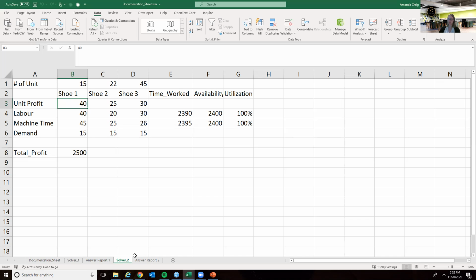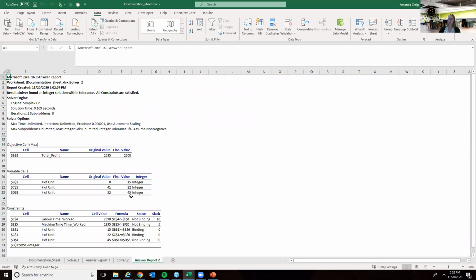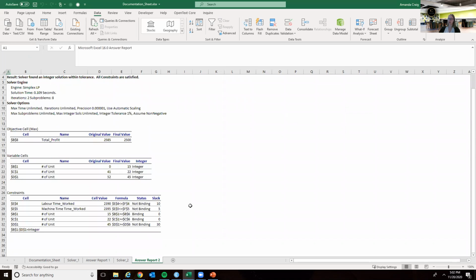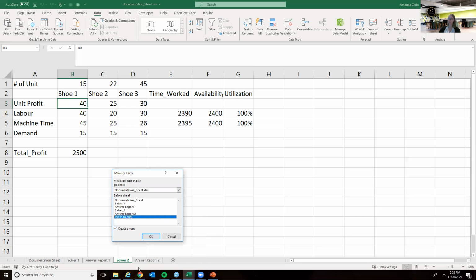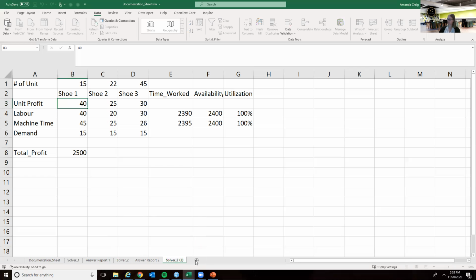So that's the second part. And again, you've got your answer report that goes through and has that information on it of what the original was, each of your constraints, whether they're binding or non-binding, and how your profit has changed. And then I'm going to copy this one more time, move it to the end, and call this solver 3. My last constraint is going to be related to utilization.